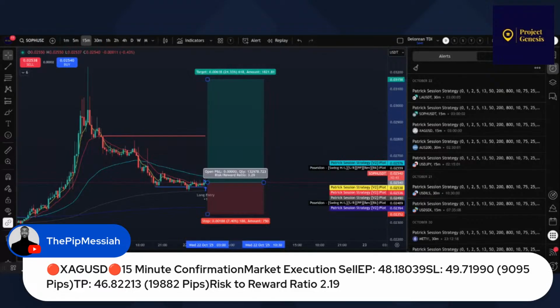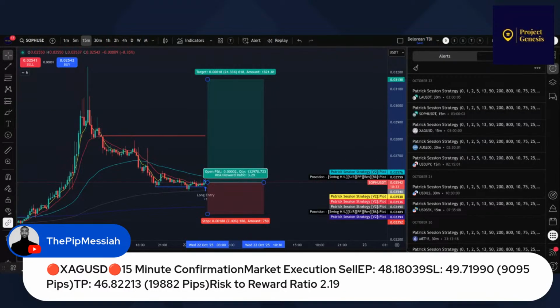.29 was the reward ratio. Entry price at 24.40. Stop loss is at 23.52. It's 488 pips. Take profits at 31.58. That's for 618 pips.